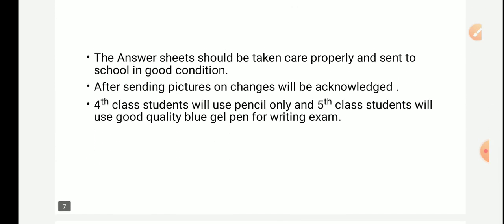Fine. Answer sheets are to be taken care of very properly, and they should be sent to school in good condition.